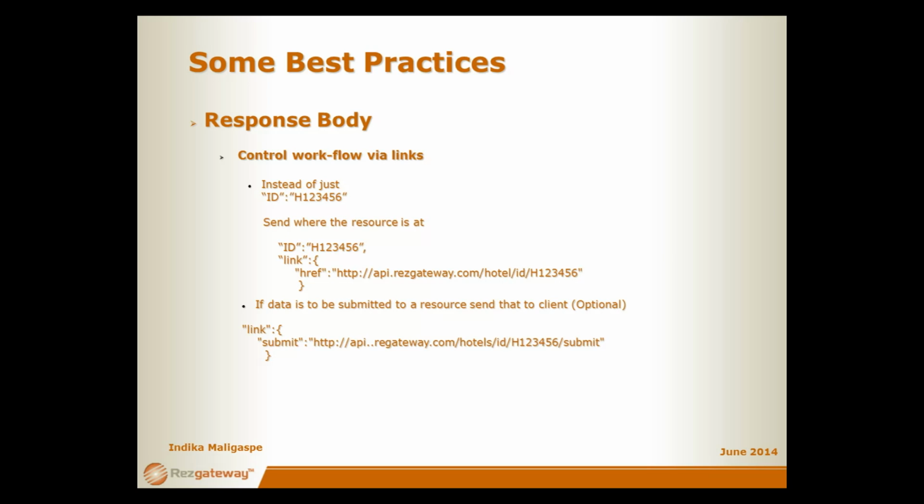Whereas in the payload of the hotel list itself, if I send the link to each of these resources, the client can just hit that link. They don't have to worry about string manipulations and creating URIs, etc. Same way, if you want the client to do certain things, like submitting data, you can send the link to submit this data. Then the client does not need to keep that information with the client. They can just read, okay, what is the submit URL, and just submit the data to that URL. Then you have more control, and lessen the load on the client.